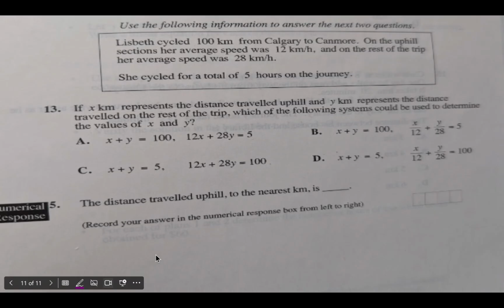Now, moving on, I believe this is our last question, or last two questions. We have this information about Lisbeth, who's cycling a distance of 100 kilometers, and uphill she's traveling at a speed of 12 kilometers an hour, at the rest, 28 kilometers an hour, and travels a total of 5 hours. So we're going to set up two equations, one just about distance. Her total distance is 100. One distance is at 12 kilometers an hour and the other one's at 28. So I'm just going to say x plus y equals 100. That deals with distance.